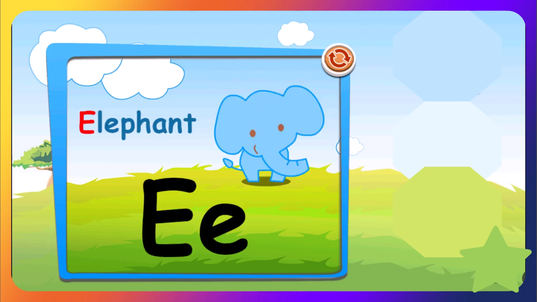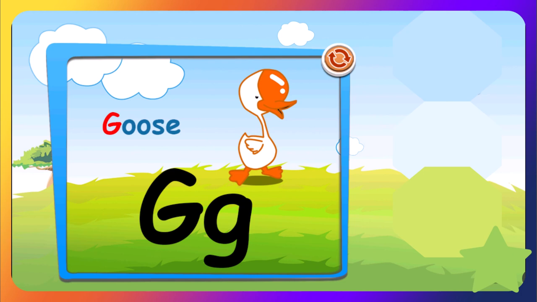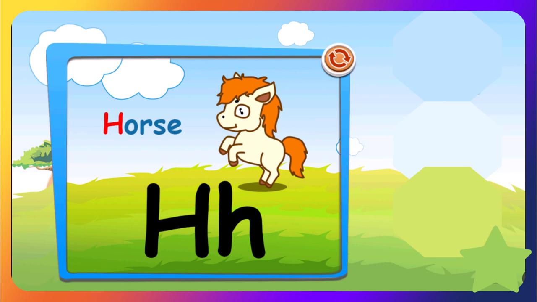E is for elephant. F is for fish. G is for goose. H is for horse.